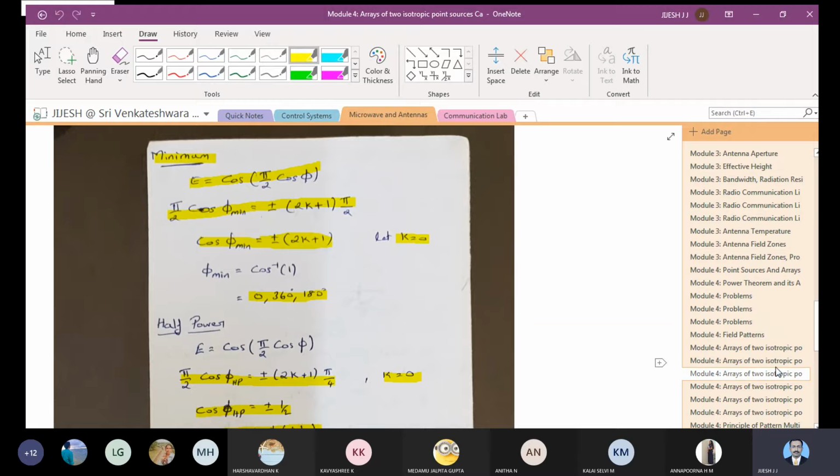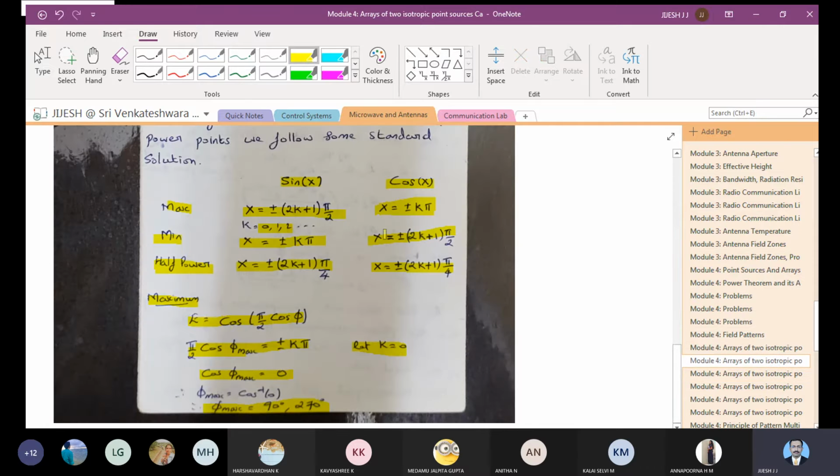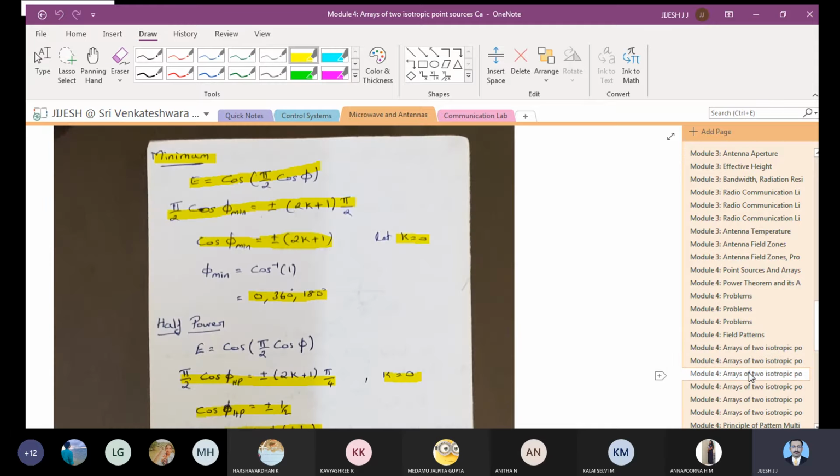So continuing that, similarly you need to do for minimum. E is equal to cos of pi by 2 cos phi. You have to take it as plus or minus 2k plus 1 pi by 2, which you have already seen, that for minimum x is equal to plus or minus 2k plus 1 pi by 2. So from this you have to simplify that phi minimum, and you will get it as 0, 360 and 180 degrees. So at these values you have the minimum point.